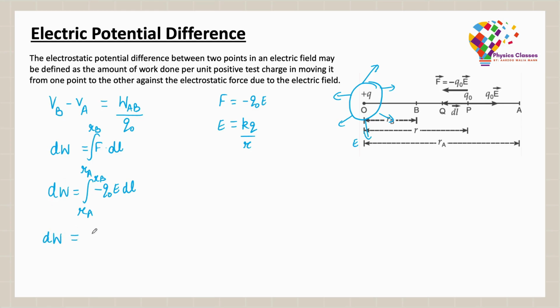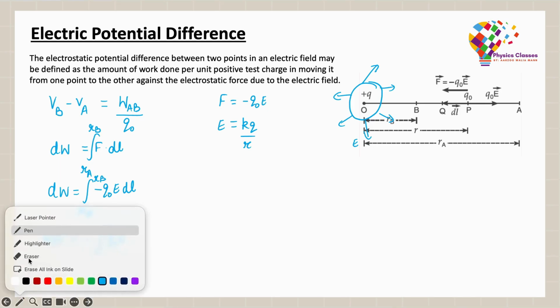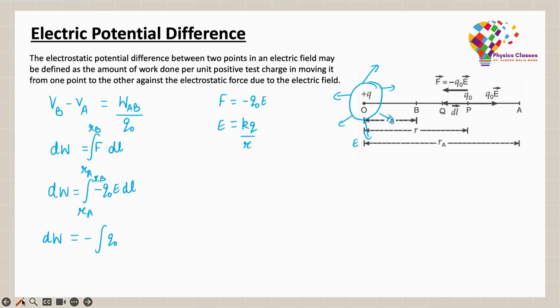So over here, let us substitute the values. I'm trying to integrate from RA to RB, and Q naught remains Q naught. Instead of E, I am substituting KQ by R square, and because I'm taking the distance in terms of R, therefore instead of dl, I'll replace it with dr over here. Now, let us try and integrate.